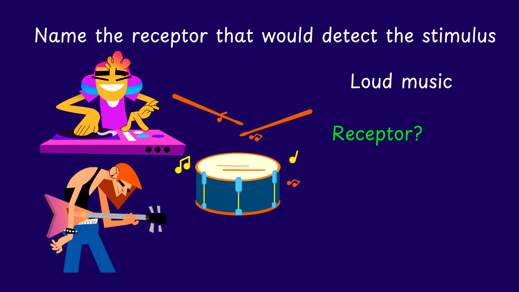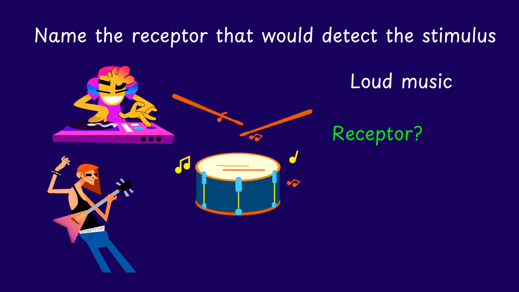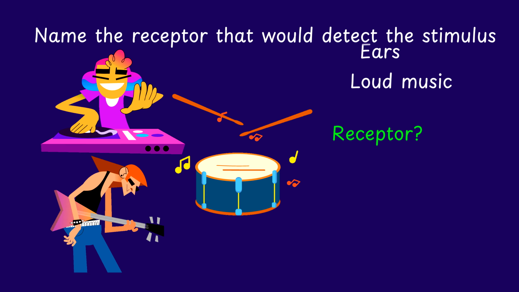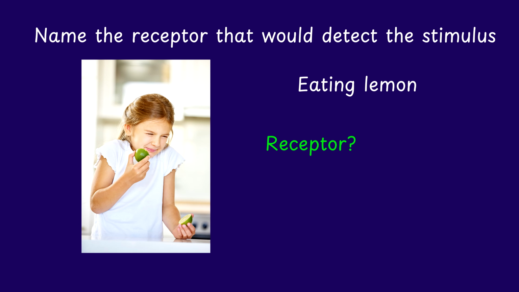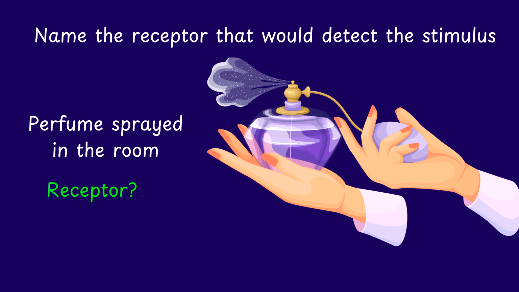Name the receptor that would detect the stimulus if the stimulus is loud music. The ears. Name the receptor that would detect the stimulus from eating lemons. It would be the tongue. Very good. Last one. Name the receptor that would detect the stimulus if the stimulus is perfume sprayed in the room. The answer is the nose. Very good. Let us now move on.